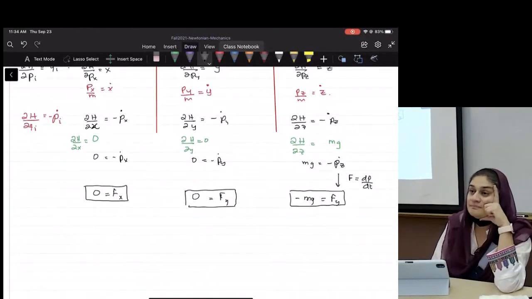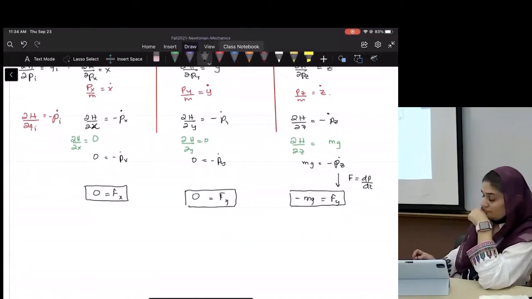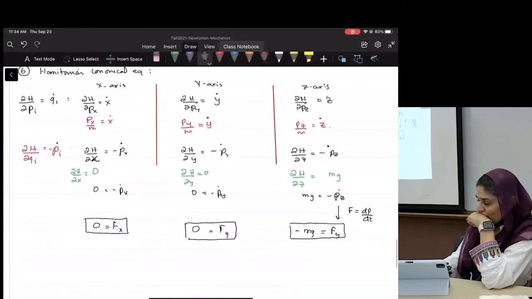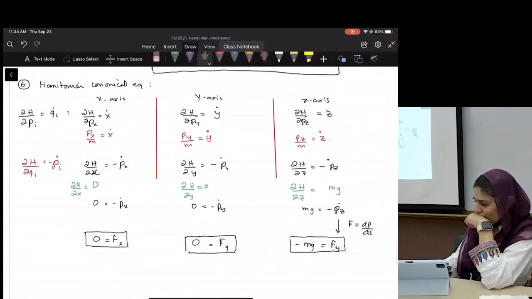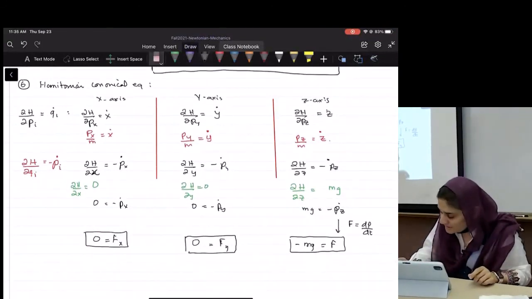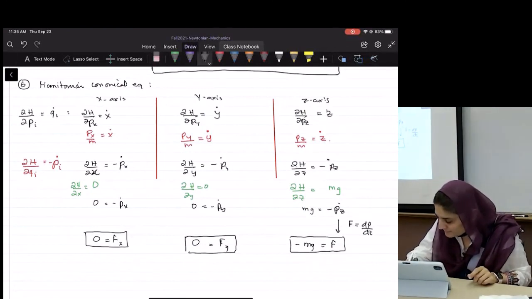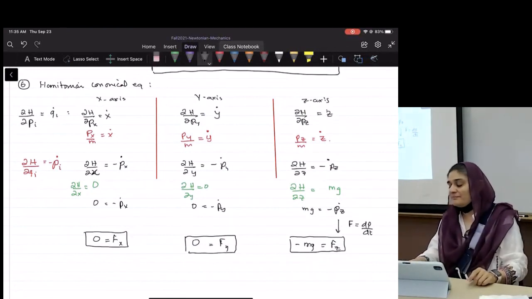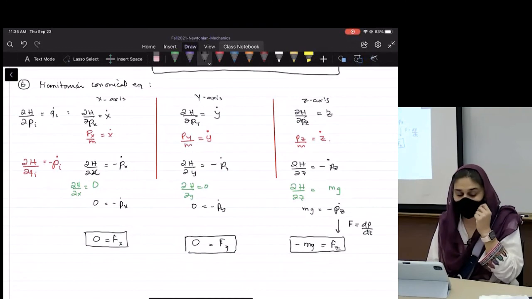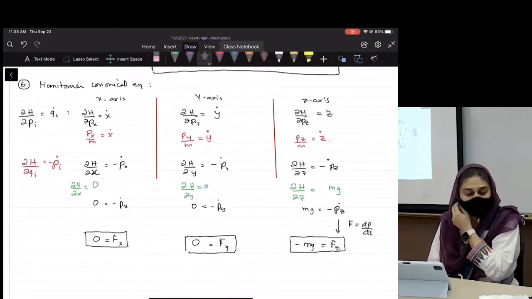Yes, sir. A quick thing for notation, if we go back, use for a negative mg equals F, use a Y instead of a Z. Oh, yes. That should be a Z. Good catch, people. Good job.